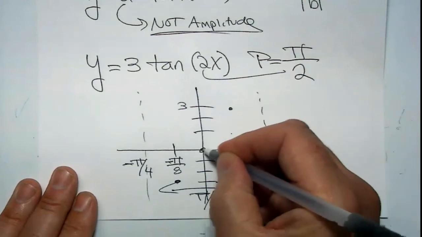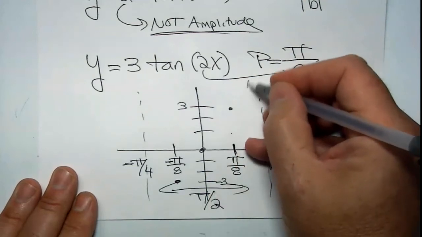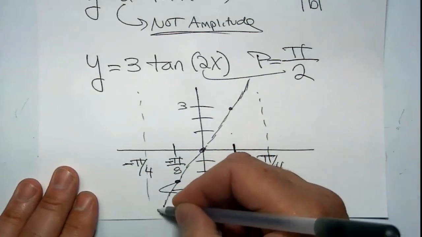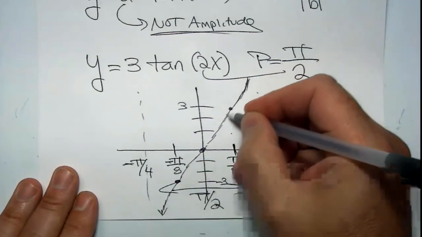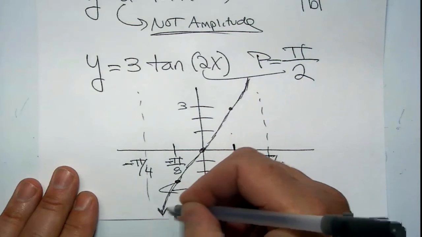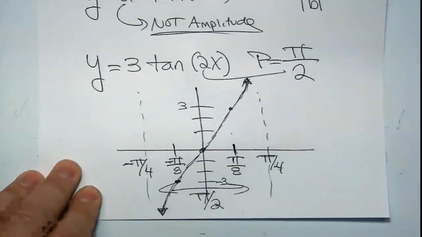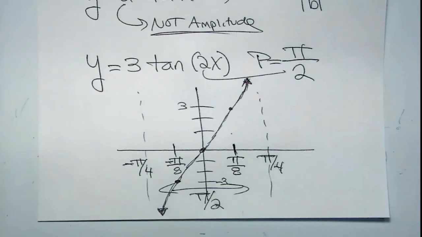So this curve, and the 0 is still here, this curve is going to ride this asymptote down here, go through the 3, and then go through here. So it's not really supposed to be a line, it's a curve still, but it's gotten stretched quite a bit.